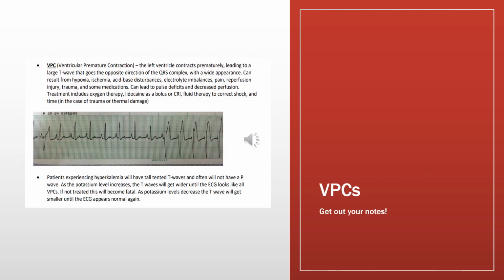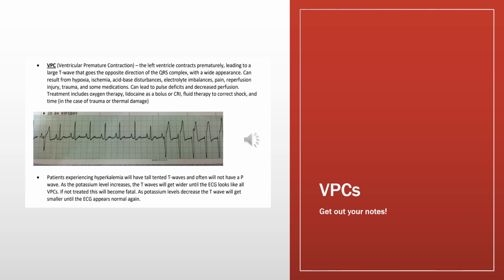So if you get out your basic ECG interpretation document from Megan Brashear, this is an excerpt of the VPC section. So VPCs are ventricular premature contractions, which basically the left ventricle is contracting prematurely, leading to those large T waves that are deflected in the opposite direction. Depending on how many you have in a row and what the heart rate is, it can be just a few of them where you're watching this and there is no treatment needed.